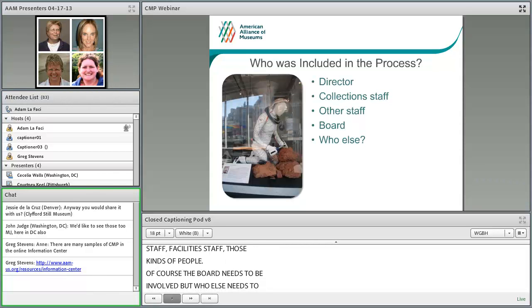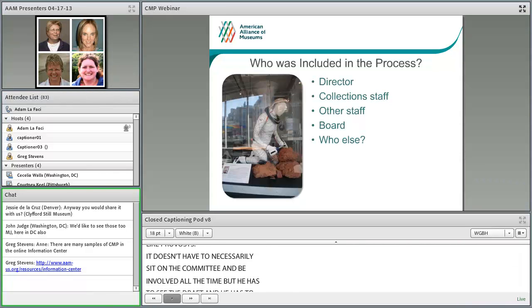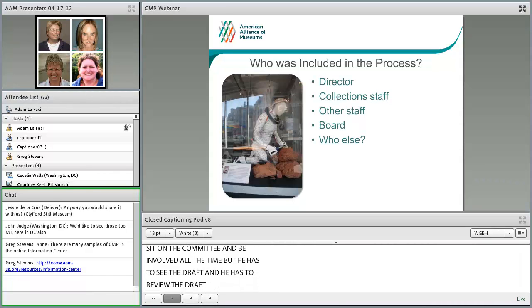This is Elise. One thing that we have to think about, we're a university museum, plus we're a state museum. And so when we are writing policies, we have to include people in the administration of the museum, like the provost. He doesn't have to necessarily sit on the committee and be involved all the time, but he has to see the drafts and he has to review the draft. We also have to pass the policies on to some of our state representatives. We have a division of cultural resources in the state government, and we have to, at certain times of the process, include them as well.